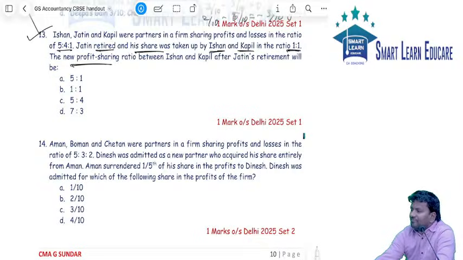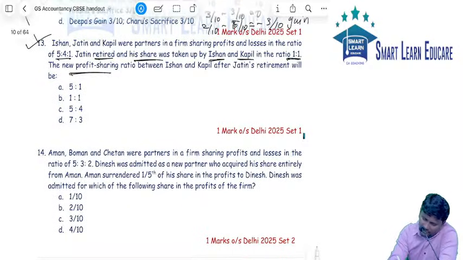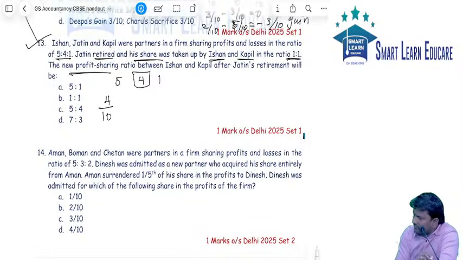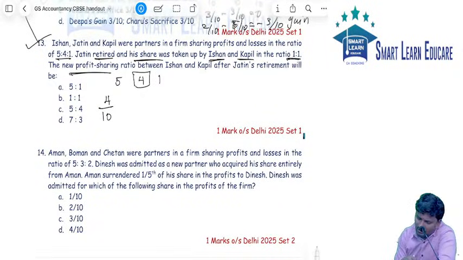கம்ப்ளீட் பண்ணியாச்சா? ஆன்சர் செக் பண்ணுவோம். ஸோ ஃபஸ்ட்டு வாட் இஸ் த ஓல்ட் ரேஷியோ? 5:4:1. ஹூ ரிட்டையர்டு? ஜேவோட ஷேர் 4/10. இந்த 4/10 ரெண்டு பேர் ஷேர் பண்ணிக்கிட்டாங்க. யார் ரெண்டு பேர்? I அண்ட் K. என்ன ரேஷியோவில் ஷேர் பண்ணிக்கிட்டாங்க?